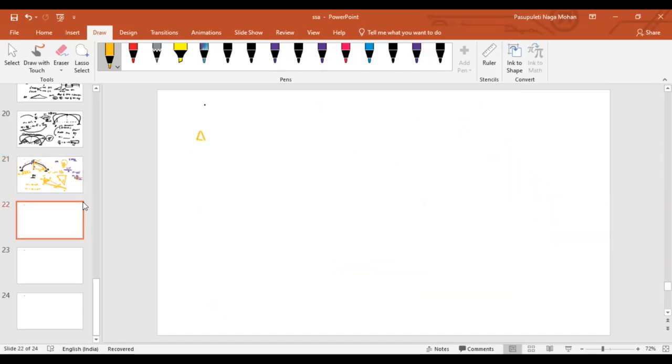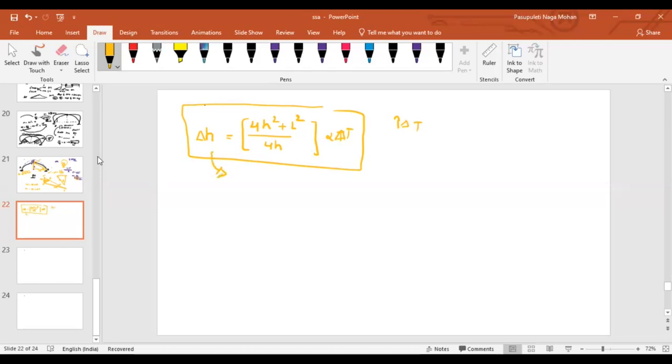But at the end of the day, you have to find out the rise, because of the rise in temperature, the peak will move by a distance of (4H square plus L square) divided by 4H times alpha delta T. This is what you have to remember at the end of the day. If there is a rise in temperature of delta T, the change in rise will be equal to delta H. If there is a decrease in temperature, the rise will be in the downward direction.